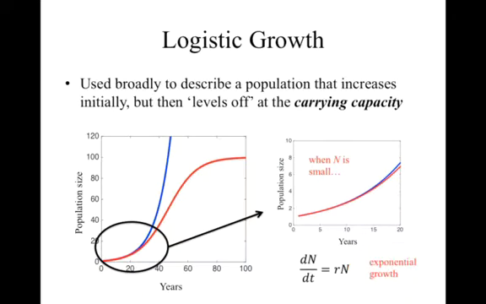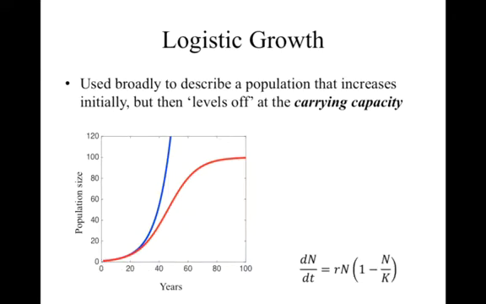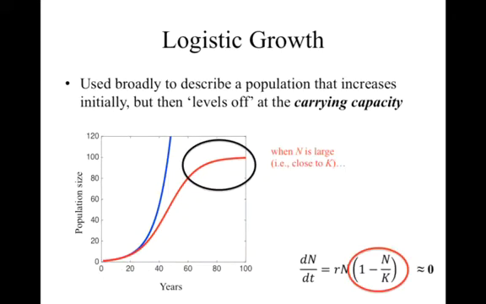Well, if I stick that bracket in as 1, what you'll notice is you get the exact differential equation for exponential growth. So it makes sense that when the population is really, really small, you get something that looks a lot like exponential growth. But what happens in the other limit when the population is really, really big?